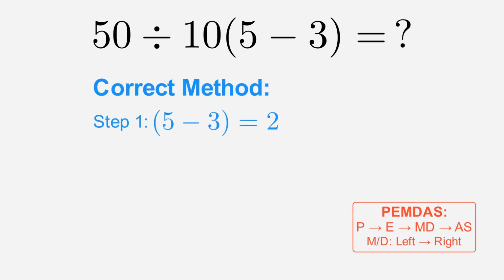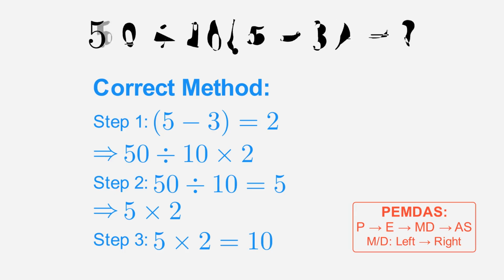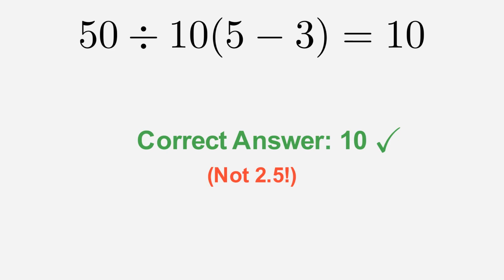5 minus 3 equals 2. 50 divided by 10 equals 5. 5 times 2 equals 10. The answer is 10, not 2.5. You were off by 4 times because you treated implied multiplication like it has special powers.